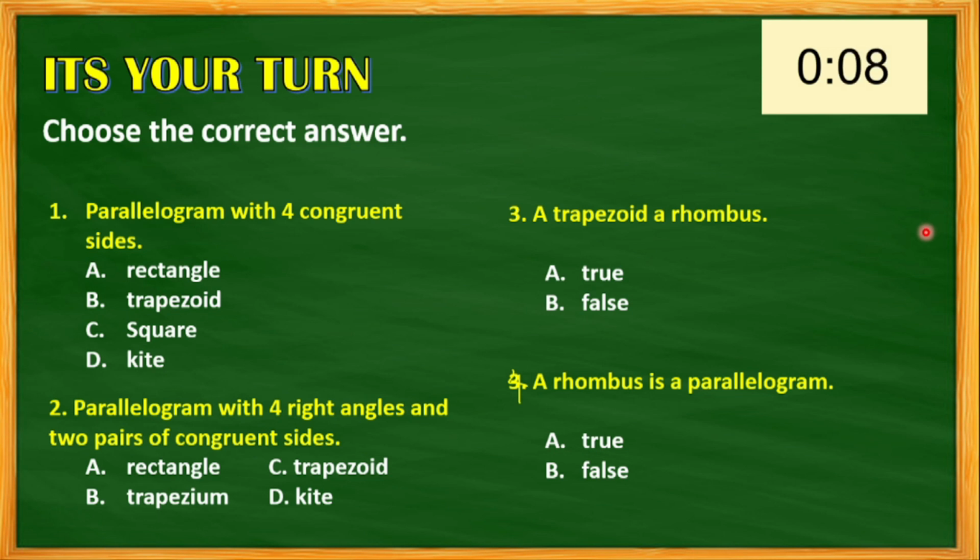Time's up. Let's reveal the answers. Number 1, we have letter C. For number 2, we have letter A. For number 3, we have letter B. And for number 4, we have A.